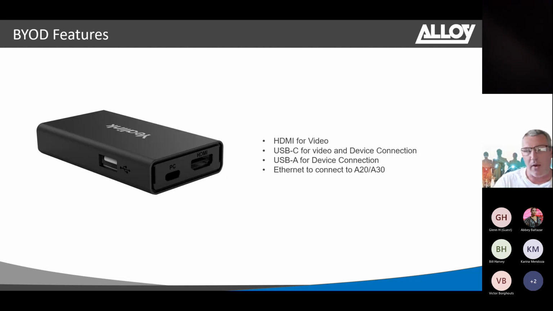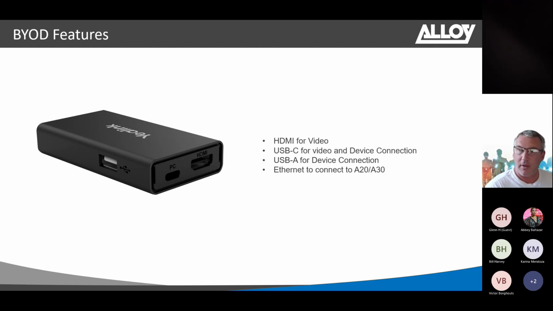So to enable that BYOD mode, what we need to do is use that VCH51. The VCH51, as we can see there on that slide, has an HDMI port for video. So if your PC doesn't support USB-C with video pass-through, you will need to use that HDMI port.